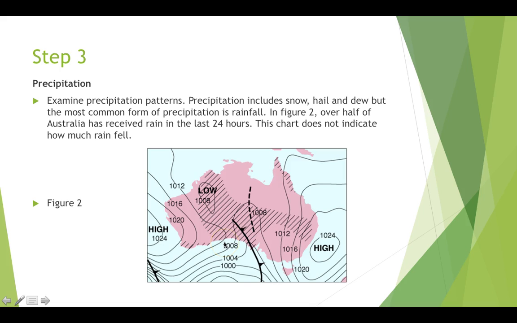Step 3, look for precipitation. Examine precipitation patterns, which we know. So precipitation is rain and also includes snow, hail and dew, but as I said is most commonly used to identify rain. In this weather map, over half of Australia has received rain in the last 24 hours. This chart does not indicate how much rain fell. So we can see these diagonal shaded areas of the map that identifies where rain has been in the last 24 hours.